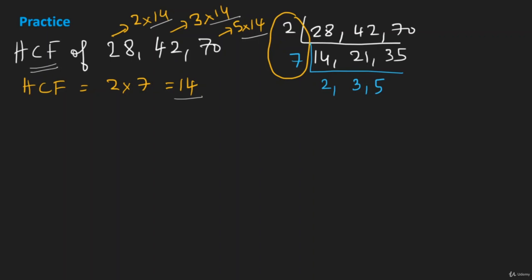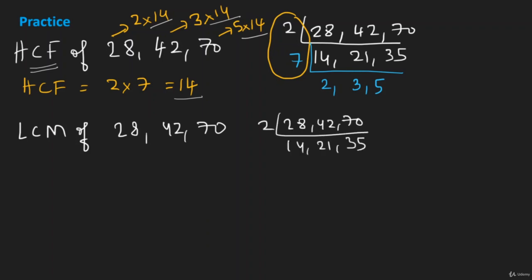Alright, now let's find the LCM of the same numbers. This will give us a clear picture of how HCF and LCM differ from each other. Now again, the first step is to write the numbers and take out any common factor. So let me take out 2 again. So I'm left with 14, 21 and 35. Again, I can take out 7. I'm left with 2, 3 and 5. And among 2, 3, 5, there is no more common factor which I can take out. And therefore I stop over here.